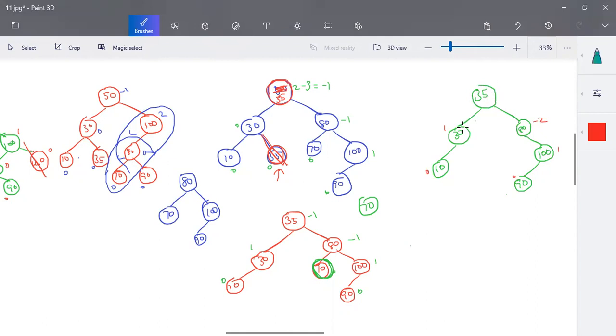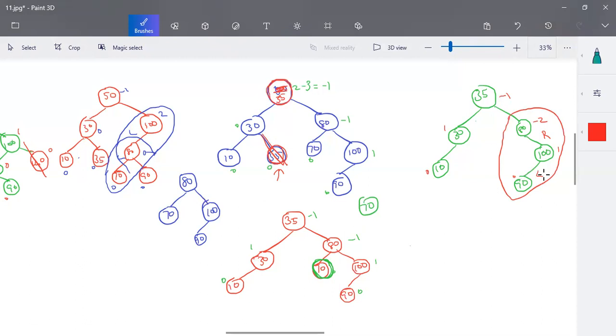And for 35, over here you have 2 nodes, and over here you have 3. So it is 2 minus 3, which is minus 1. So this is the balancing factor, and you have an imbalance over here. And what kind of imbalance is this? 80 is the place where the imbalance occurs, and the balance factor is minus 2. So on the right side, we have an imbalance, and over here it is in L. So an RL rotation needs to be performed.